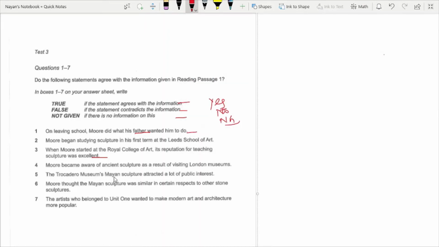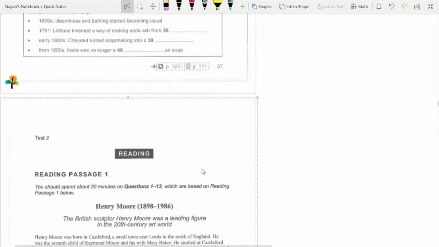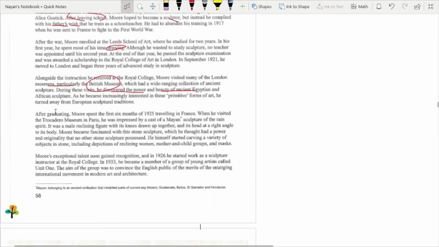The Trocadero Museum Mayan sculpture attracted a lot of public interest. Okay, let's see. So first our keyword is finding about the sculpture. Okay, yeah. So let's see. Yeah, Mayan is mentioned over here.